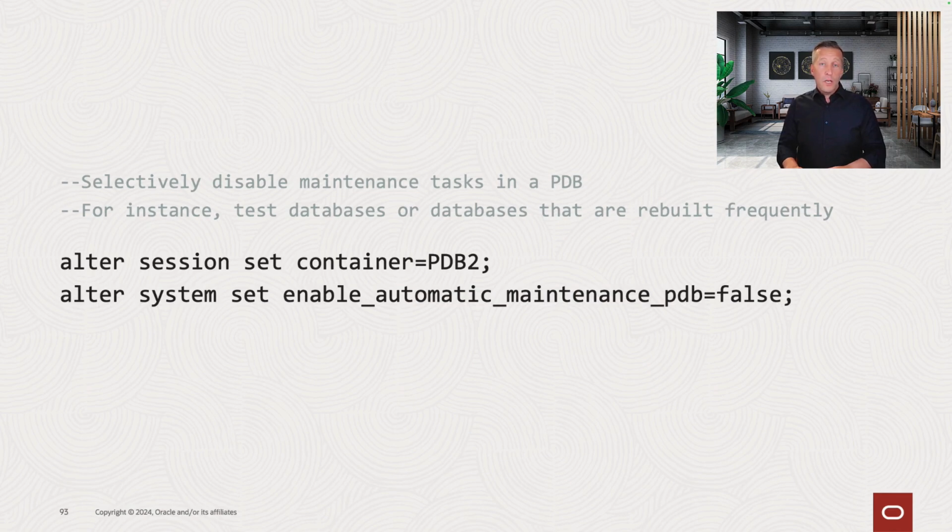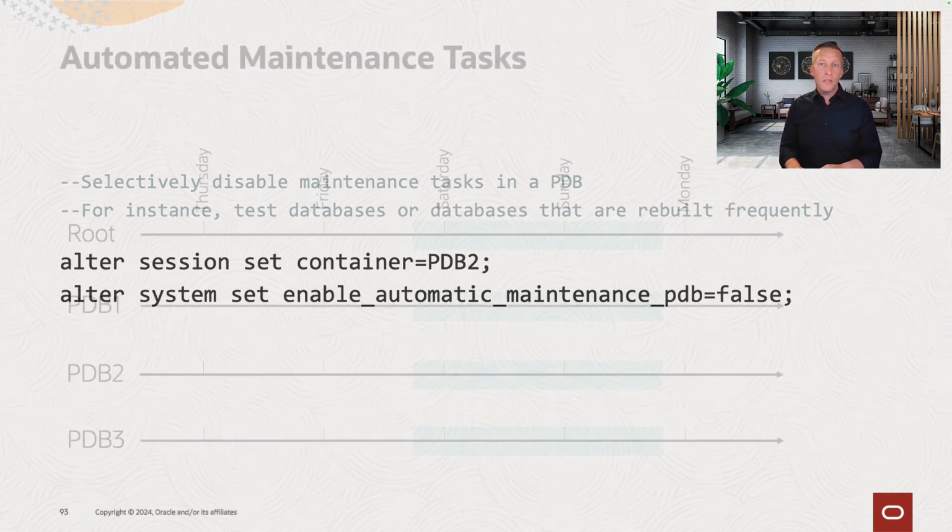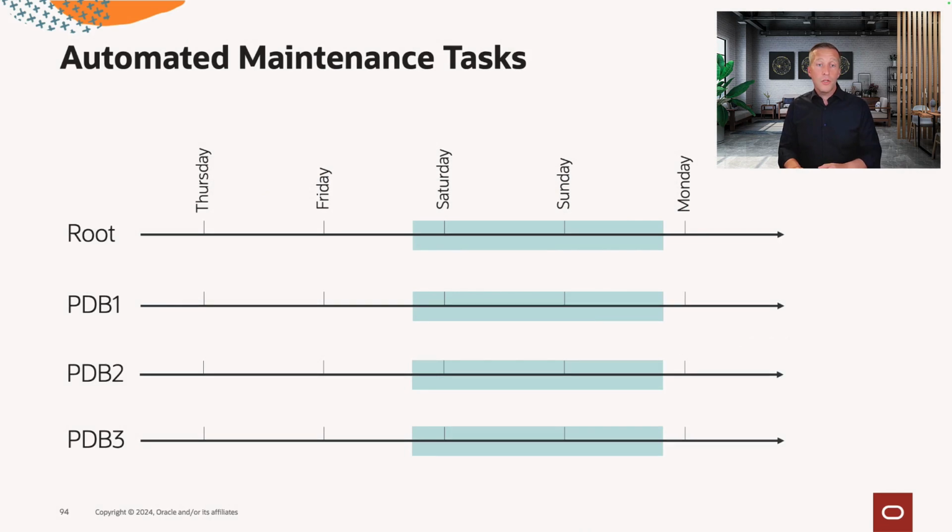If you want to use your resources wisely, if there is one PDB where you decide it doesn't really make any sense to do automatic maintenance, if it is a test database or a database that you scratch every day, why do you care about automatic maintenance there? You can simply disable automated maintenance. There's a parameter that you can change, and then the entire maintenance window will be shut for this PDB, and you can run maintenance in other PDBs instead.